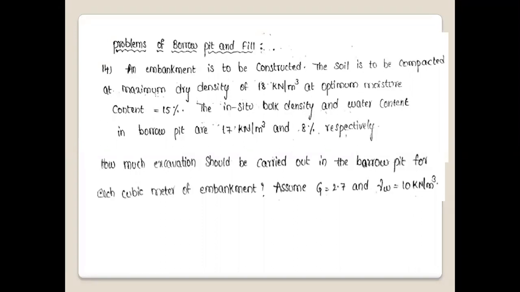How much excavation should be carried out in the borrow pit for each cubic meter of embankment? Assume the specific gravity, capital G, equal to 2.7 and the unit weight of the water γw equal to 10 kilonewton per cubic meter.